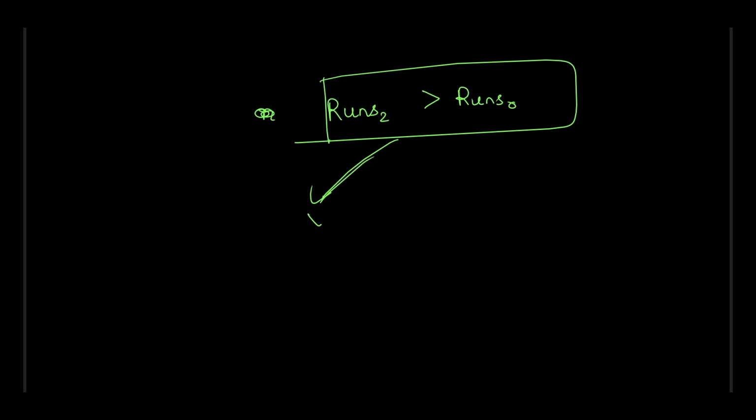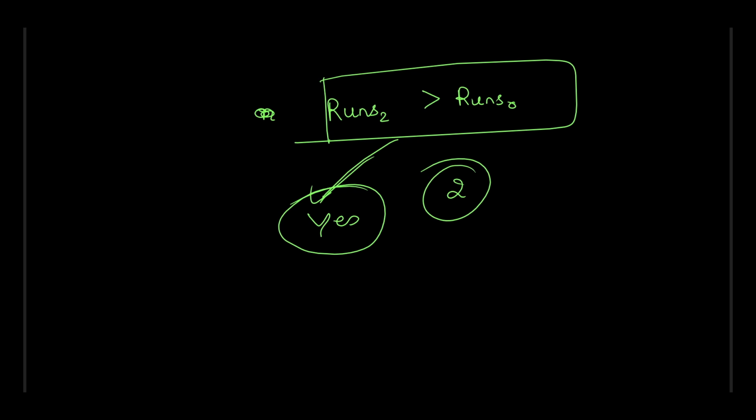But regardless of what you do, you can see that if the number of runs of 2 is strictly greater than the runs of 0, then your answer is always yes. You can always produce a final 2 at the end.